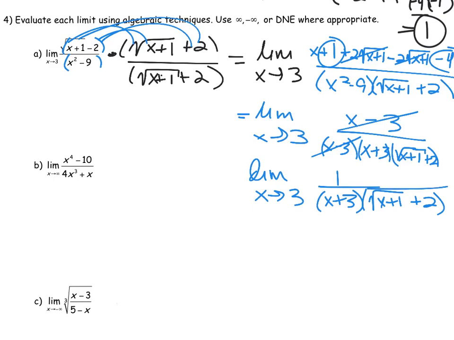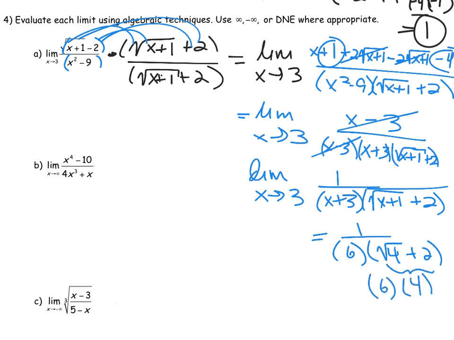All right, and now I'm just going to plug in right now. Now we can do our direct substitution since we've simplified as much as possible. We'll be left with 1 over 3 plus 3, that's 6, times the square root of 4 plus 2. So really this is going to be 4. So I have 6 times 4. So this is going to end up being 1/24. That's my final answer here.